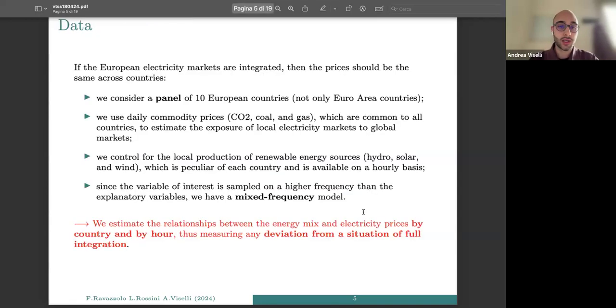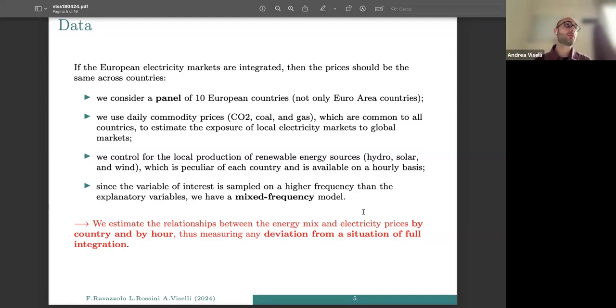This is still an ongoing project, so we still don't have the application ready. But in general, we have data from Refinitiv about 10 European countries, which do not only belong to the European Union, but are European countries more generally, because, for example, we also have data about Switzerland and Norway. We have daily commodity prices for CO2, coal, and gas, hourly prices for electricity, and the hourly production of the renewable energy sources: hydro, solar, and wind.